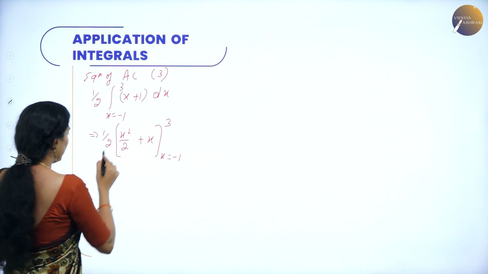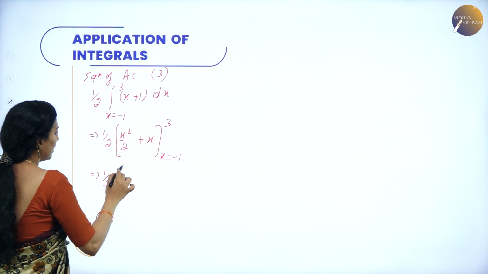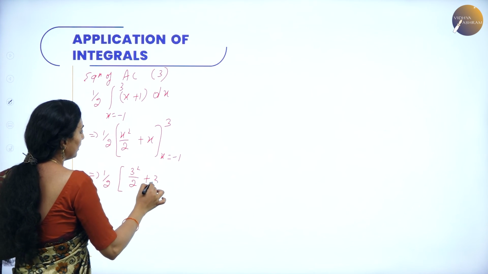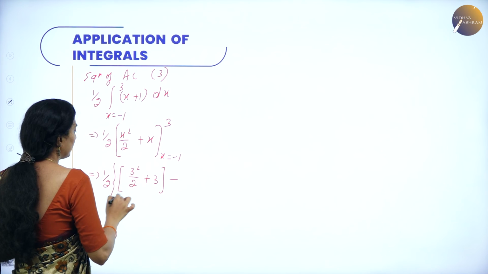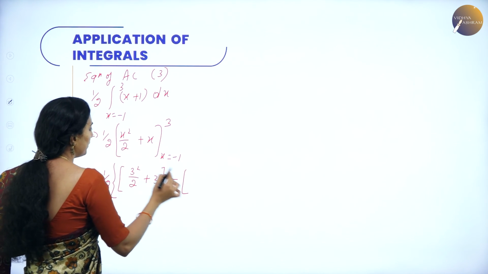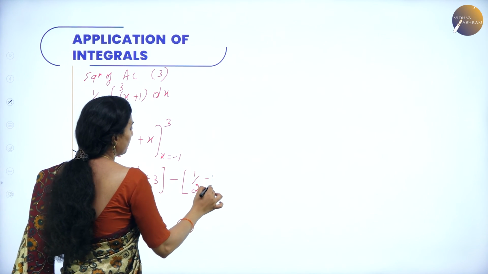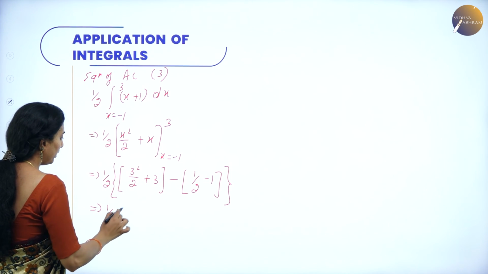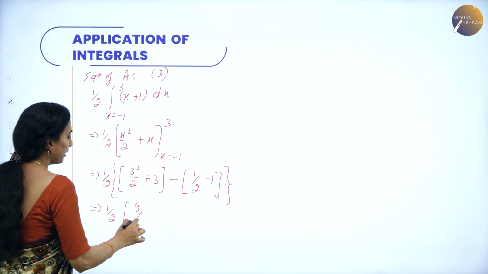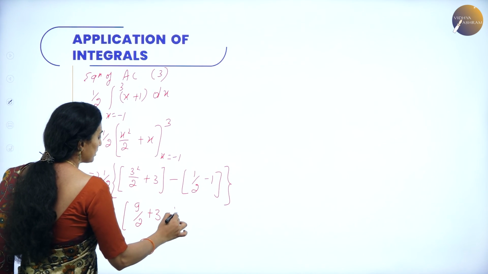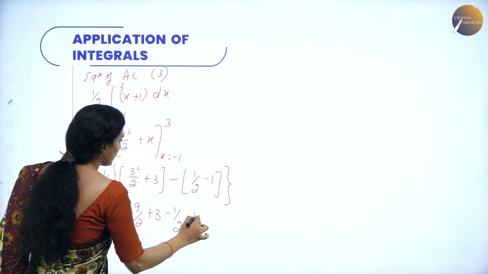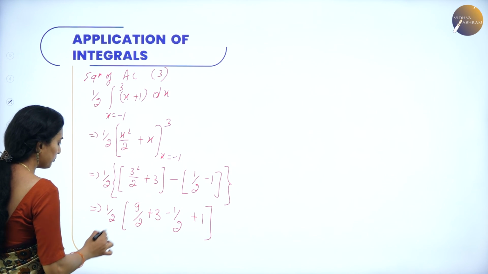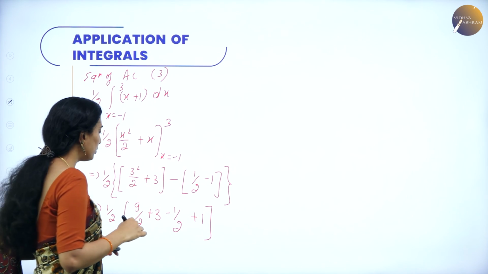Right? So applying the upper limit first, half as it is, applying the upper limit x squared, that is 3 square divided by 2 plus 3, again applying the lower limit, which will be minus 1 squared is 1 divided by 2 minus 1. Now you can multiply inside, which will be 1 by 2 into 3 squared is 9 by 2 plus 3 minus 1 by 2, minus into minus is plus 1. Now here 3 plus 1 is 4, 9 by 2 minus 1 by 2, as we know 9 minus 1 is 8, 8 by 2 is 4.